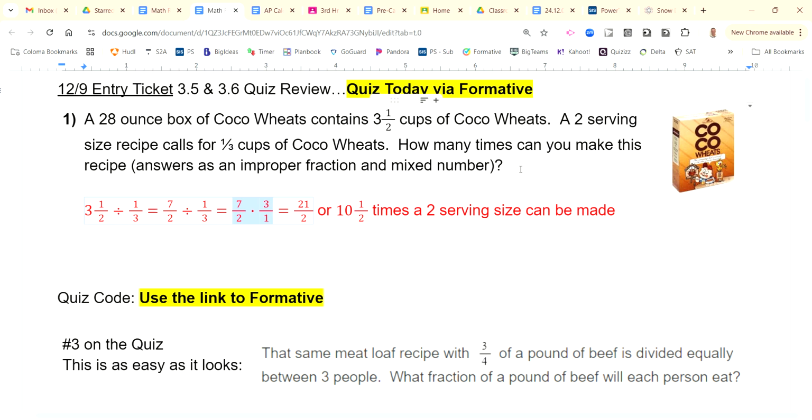Please take your time on the upcoming quiz. Decide, is it a division problem? If it is, make sure you're dividing so you get an answer that makes sense. This should obviously be a bigger answer.